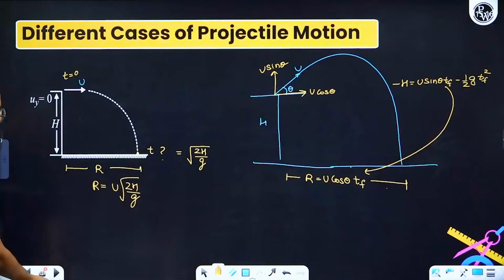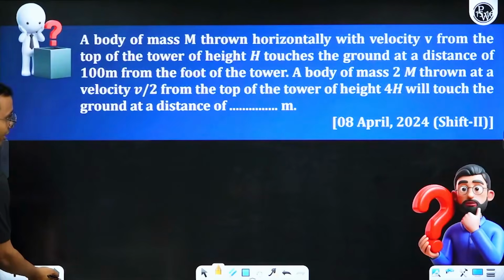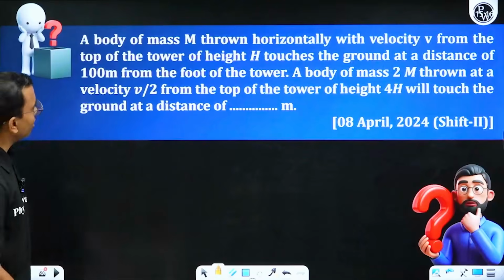Okay, so different conditions can come. There can even be cases where it is projected on an inclined plane also. We'll come to that after this. Let us solve this question.